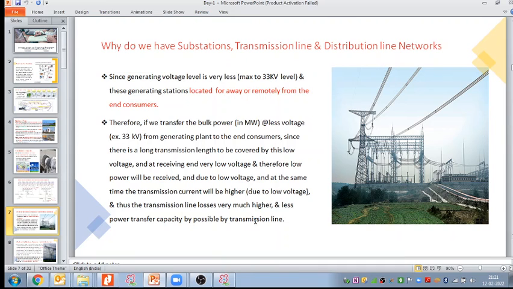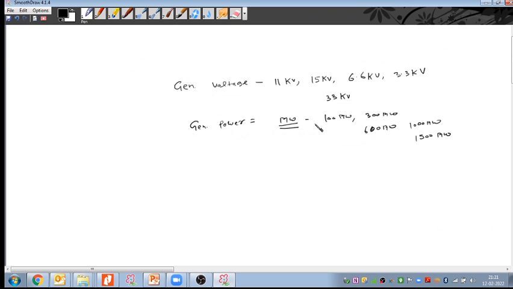We can also calculate that with this much voltage and this much power, how much current is coming. We just take the power formula, take the power factor, say 0.8, and we can find out how much current it will be, and the current will be very high, and the losses depend on the current. So when the current is higher, my line losses will be higher.